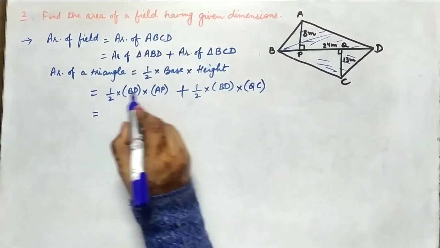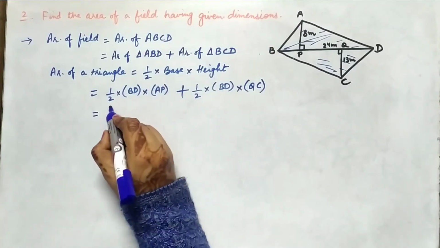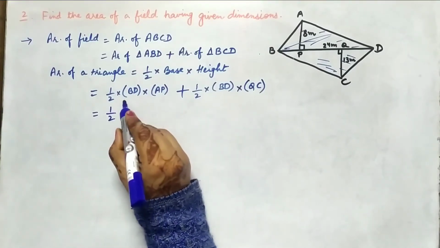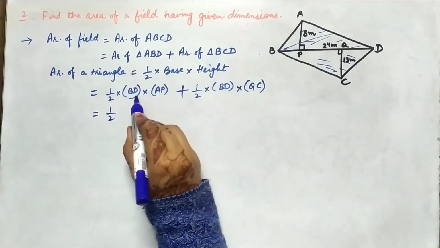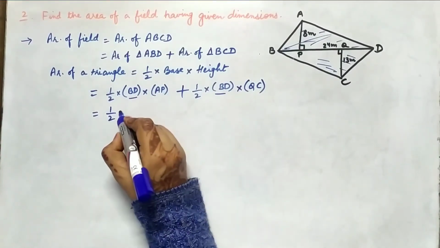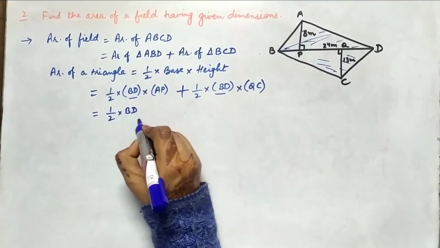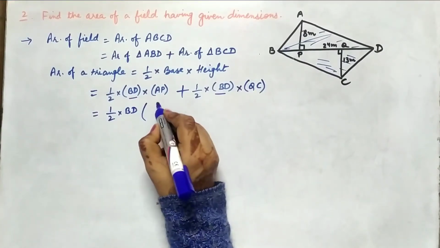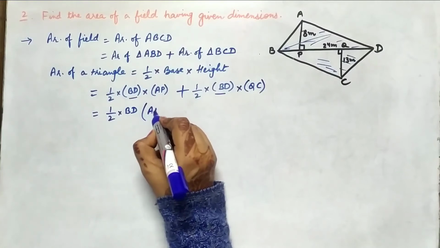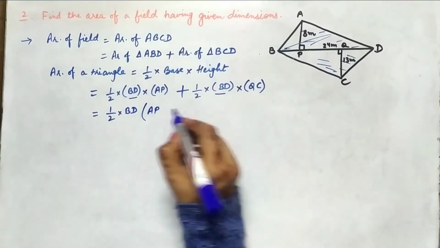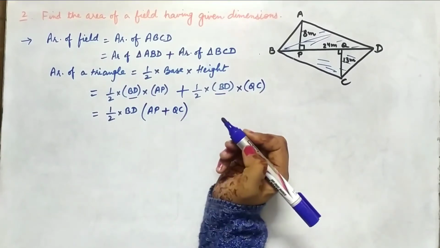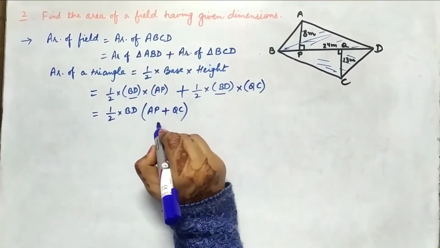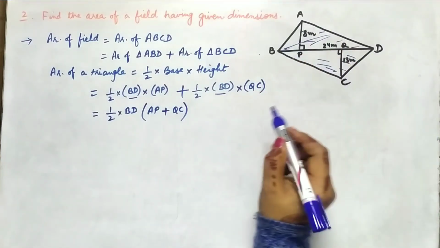What we see here, 1 by 2 is the term in both the terms. Then BD is here, BD is here. We can take BD common and then inside the bracket we have AP and QC, and the plus sign is there. This is the total area of the whole field.